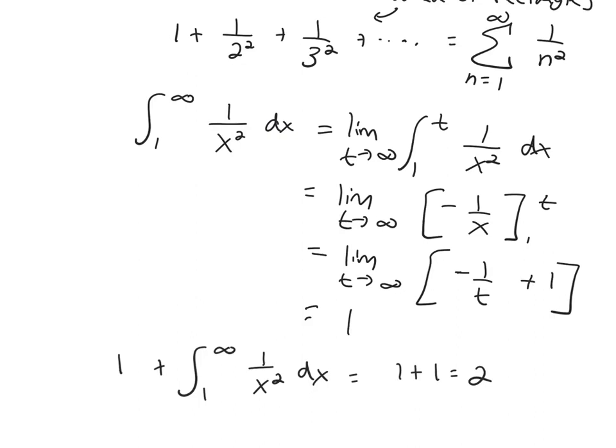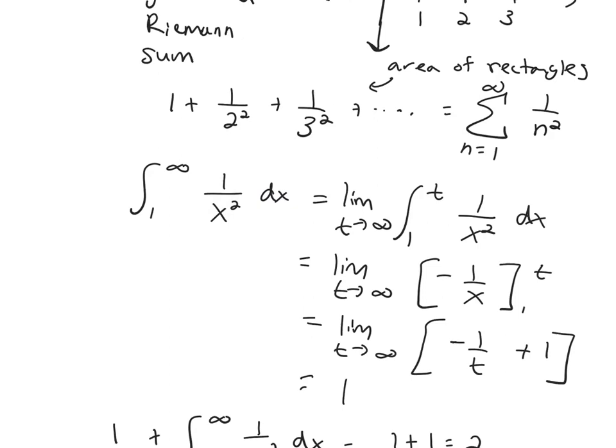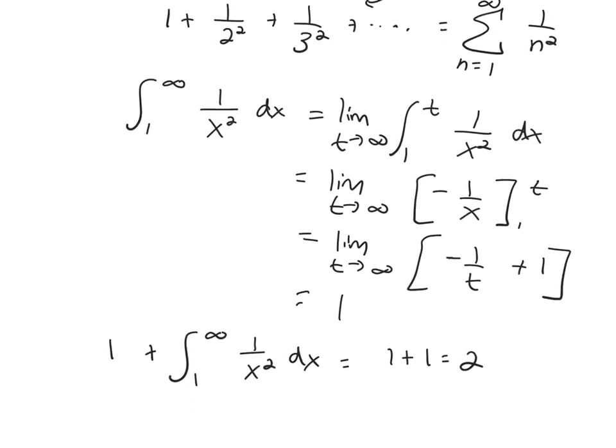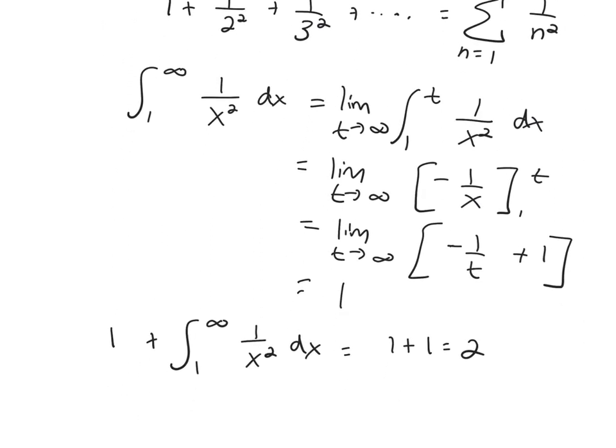So what I did is I added the first rectangle, and then I added the area under the curve from 1 to infinity. But I've calculated too much area, right? Because I've included area that's outside of my rectangles. So I overestimated the area of my rectangles. So this 2 is an overestimate of the area of my rectangles.